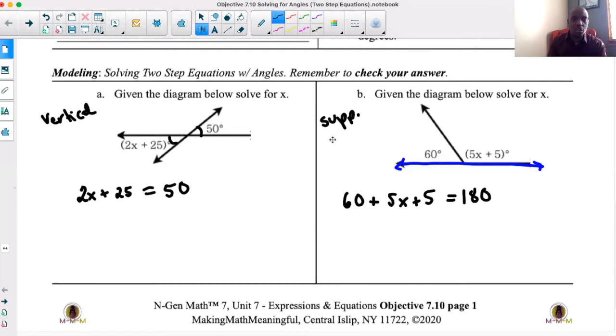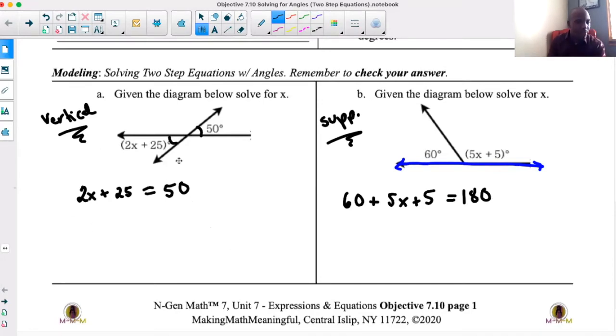First thing I really want you guys to do is identify the type of angle. If they're vertical angles, then they need to be the same, so set them equal to each other. If they're supplementary, add the two angles together, 60 and 5x plus 5, and set them equal to 180. If they're complementary, add the two angles together equal to 90. All right? Let's first finish off the vertical.